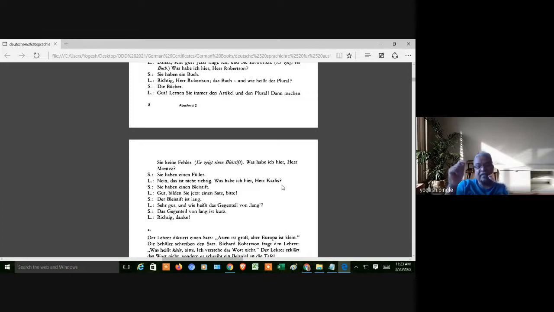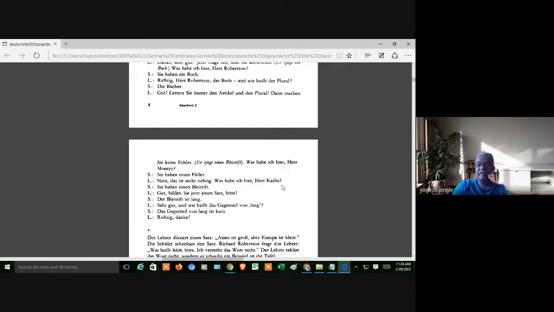So er zeigt einen Bleistift. Right? He shows a pencil. Was habe ich hier, Herr Robertson? Right? Sie haben einen Füller. Nein, das ist nicht richtig. Was habe ich, Herr Carlis? Sie haben einen Bleistift. Gut. Bilden Sie jetzt einen Satz bitte.